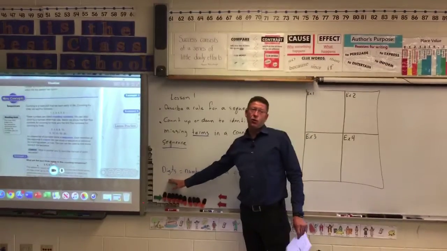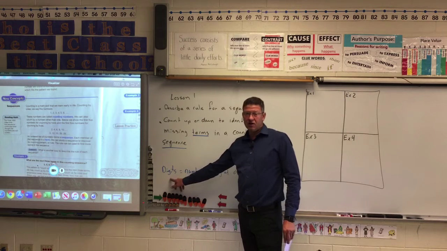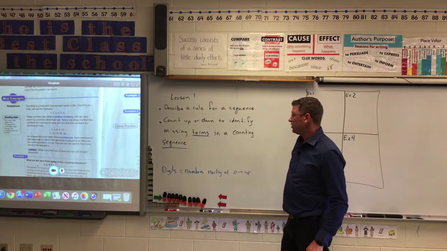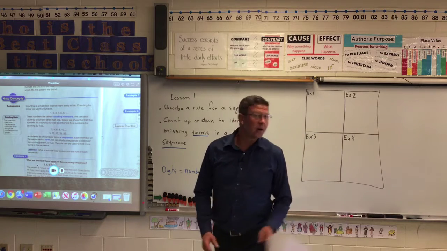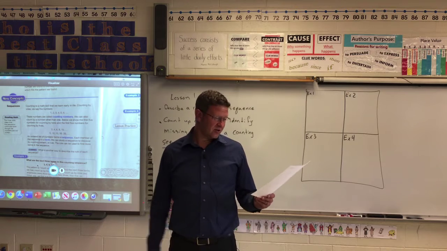And then the last thing I want to throw in here, the book throws it in right at the end, you'll see in your examples, what digits are. And digits are any numbers starting with 0 and going up forever that are whole numbers. So a digit would be 0, 1, 2, 3, 14, 15, etc., etc.